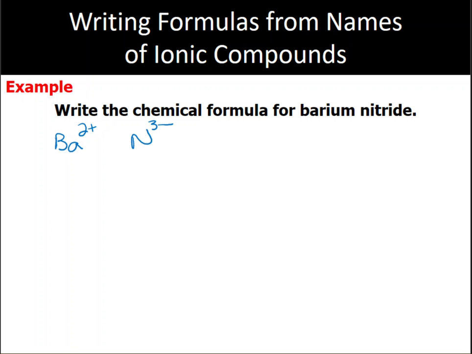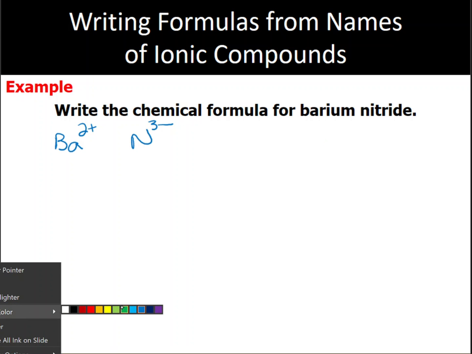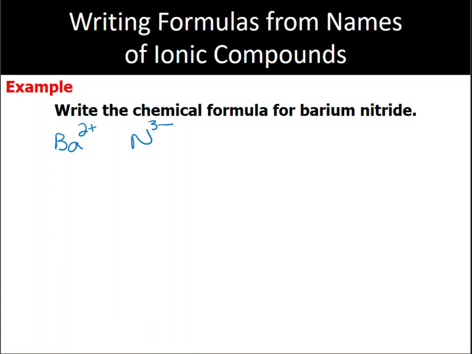Now, we want to write the formula of the ionic compound that's composed of barium ion and nitride ion. To write the formula of an ionic compound, you always first write the formula of the cation. So first comes the cation, then the anion. So in order to write the formula, I first write the cation and then the anion.